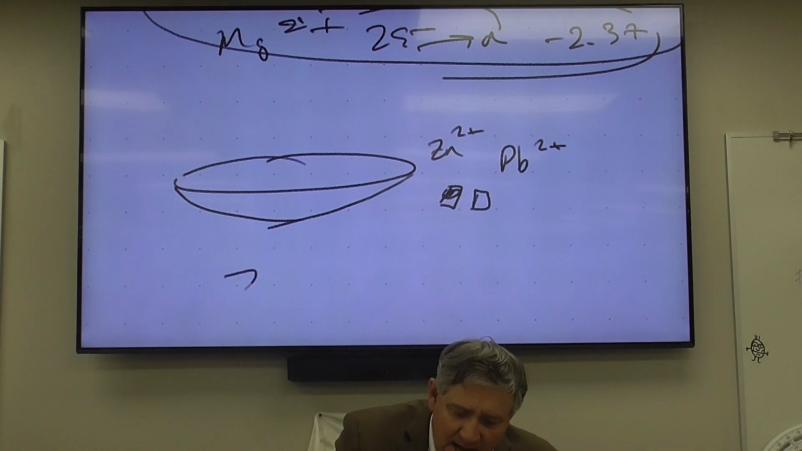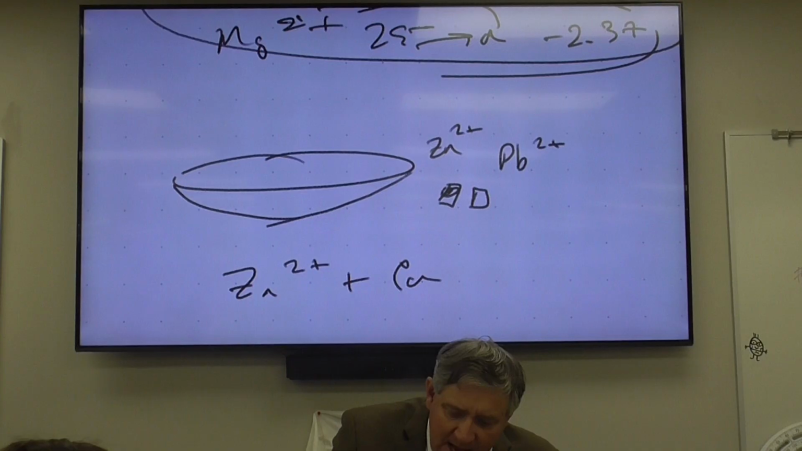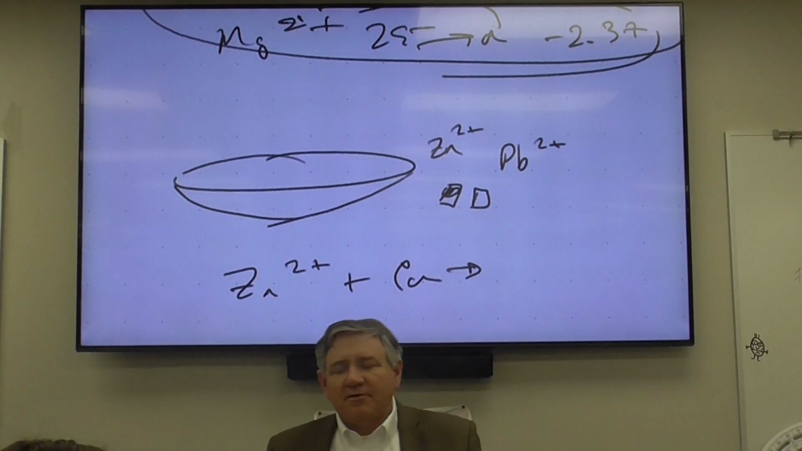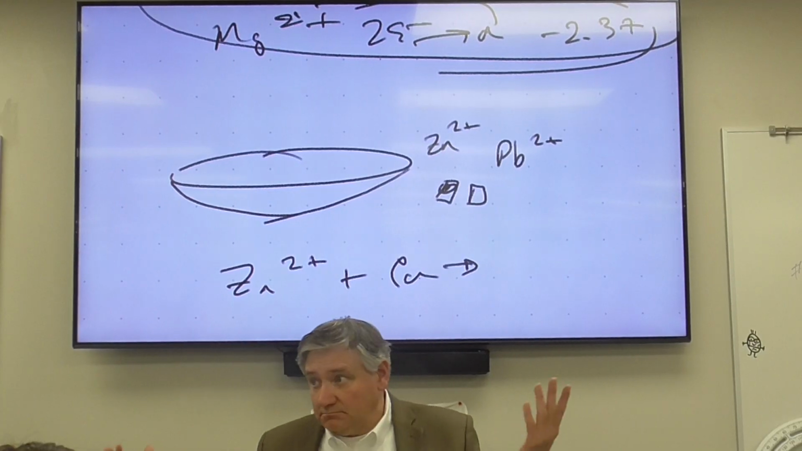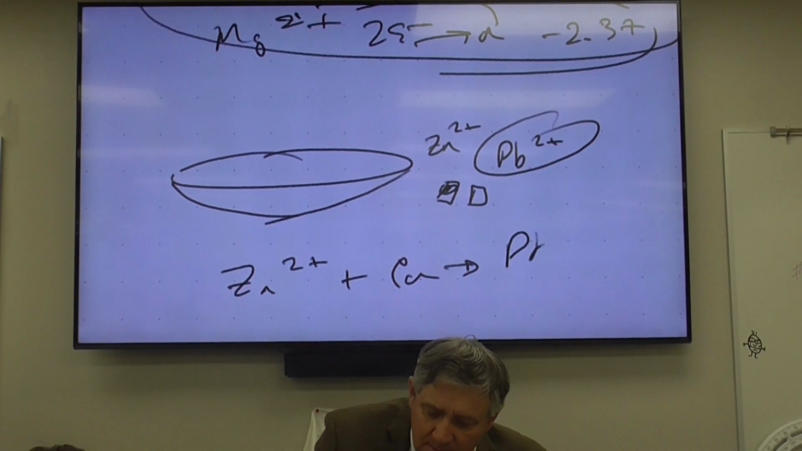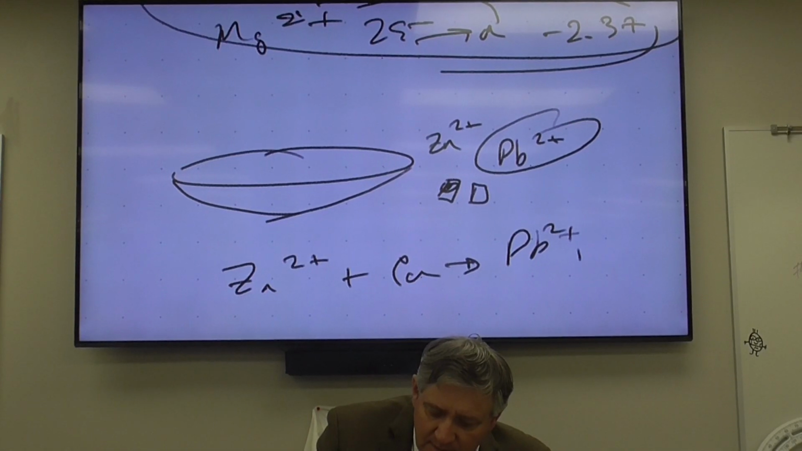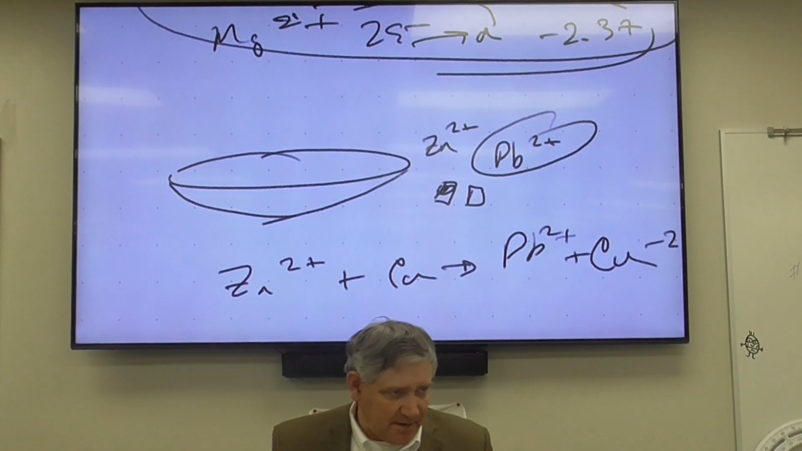So here's what's going to happen. You're going to take Zn2+ and try to react that with copper, and you're going to see if something happens. That's it. Then you do the same thing with lead. You're going to react that with copper, and then you're going to see if something happens.